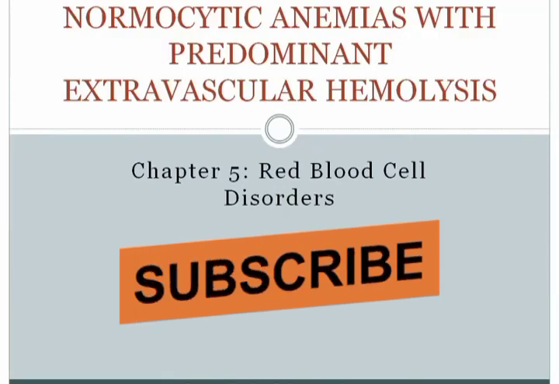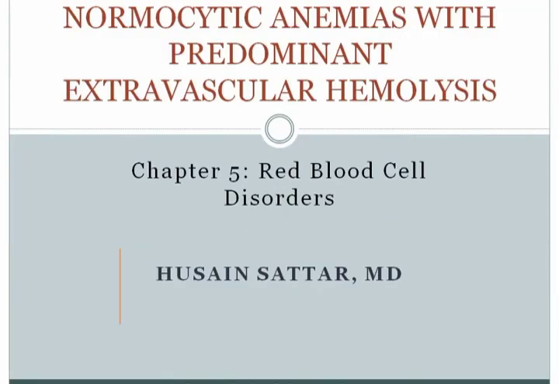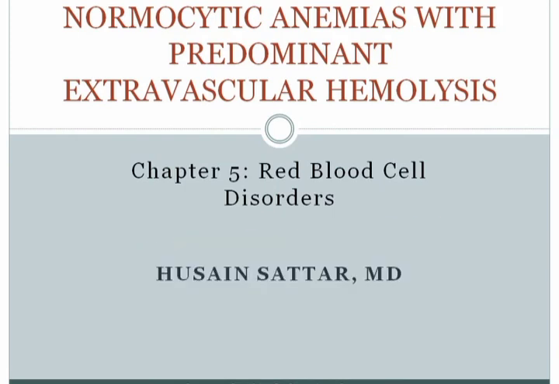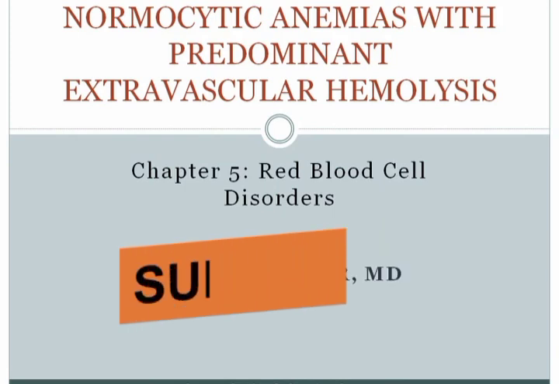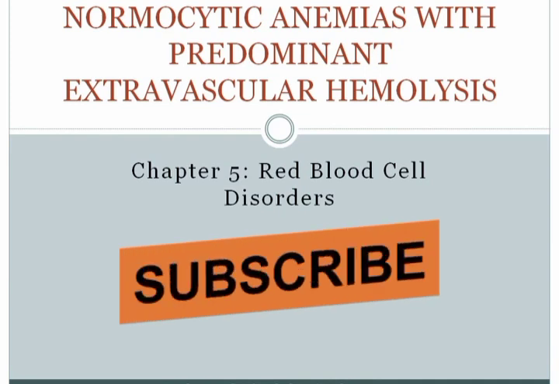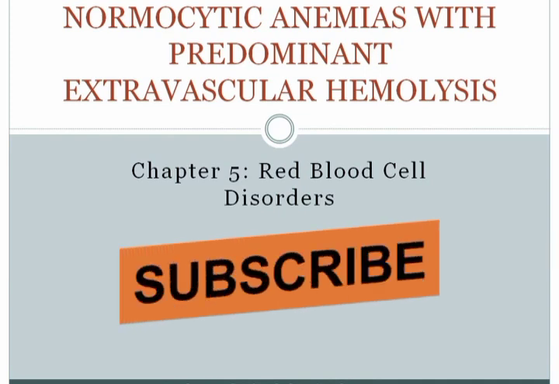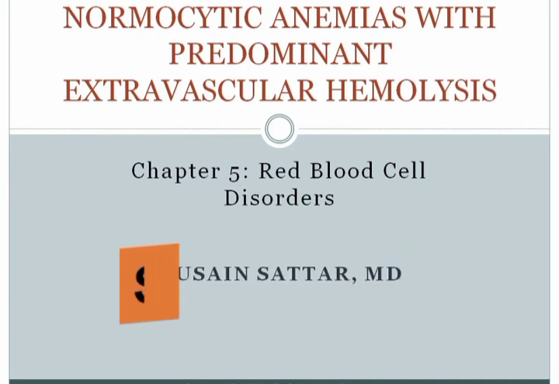Now that you've understood some of the basic principles of normocytic anemias, we're now going to apply those principles to discuss some of the specific diseases in these categories. The way I've divided this in your text is to talk about normocytic anemias with predominant extravascular hemolysis, and then we'll talk about normocytic anemias with predominant intravascular hemolysis, and then we'll finally talk about underproduction anemias.